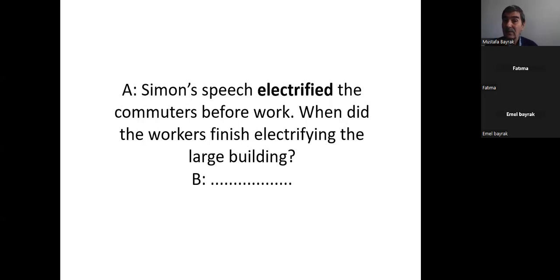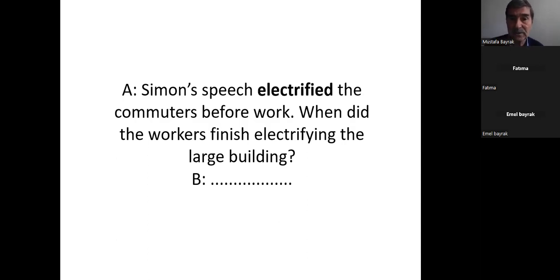Simon's speech electrified the commuters before work. Simon's speech electrified means made them want to work eagerly. Yeah, it made them eager to work. Simon's speech made the commuters work eagerly, willingly.